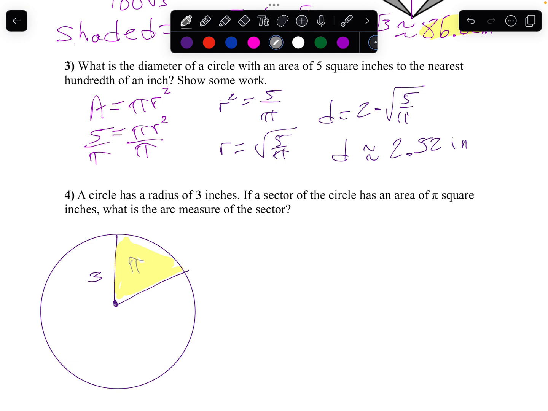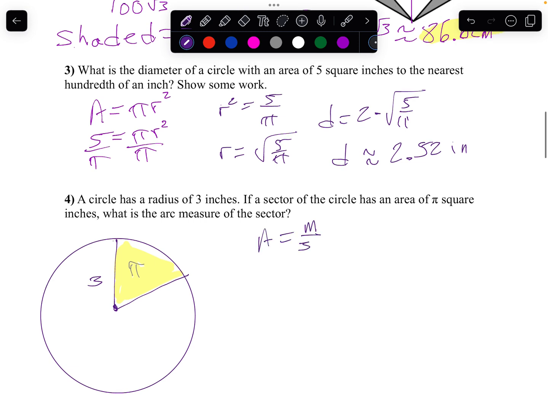So I know the area of a sector is the measure of the arc over 360 times pi r squared, with r being the radius of my circle. Well, in this case, I know the area is pi. I don't know the measure; that's what I want to find. Times pi times 3 squared, which would be 9. Well, I can reduce that a little bit. 9 goes into 360 40 times, doesn't it?